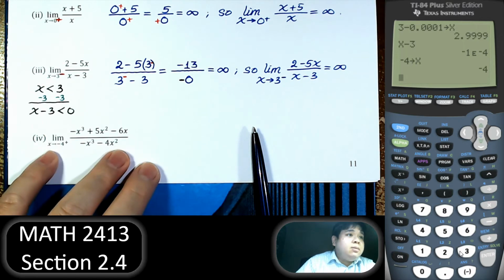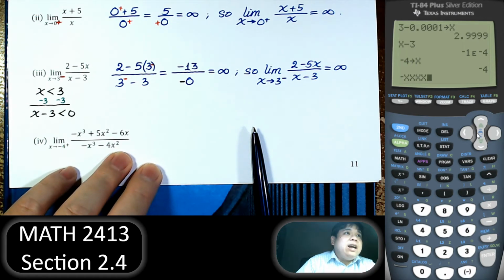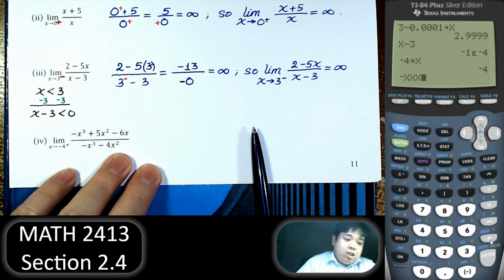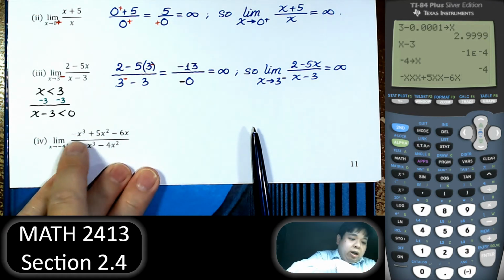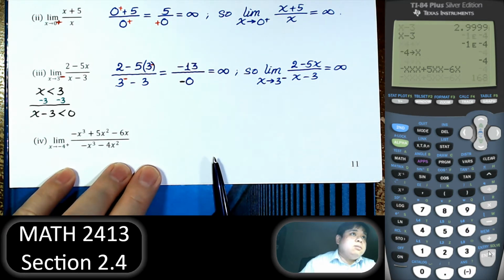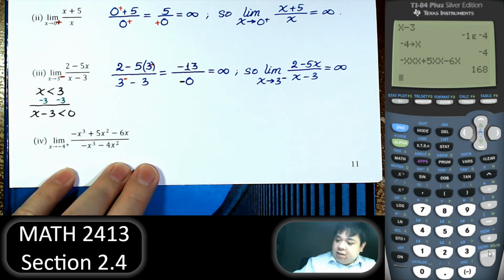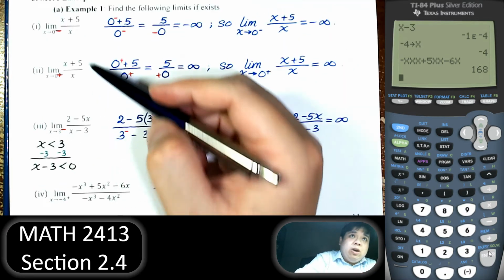Alright, negative x cubed, I can just say it, that is x cubed plus 5x squared minus 6x. So if I put negative 4 into x and evaluate the top, I have 168. And notice I don't write the equal sign in any of this.